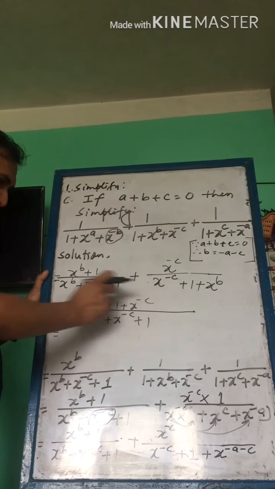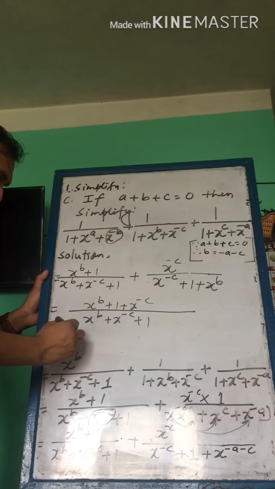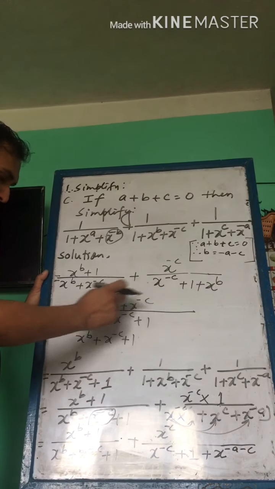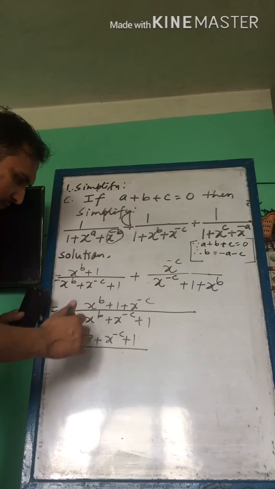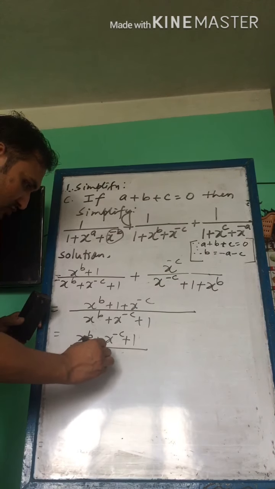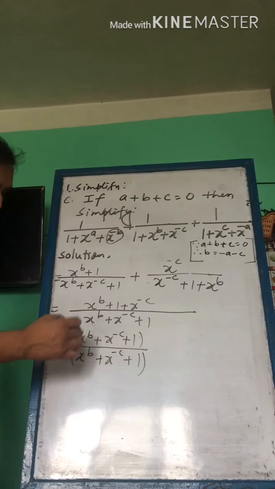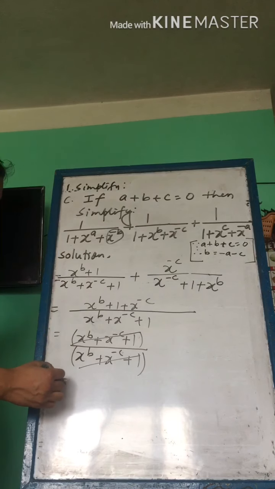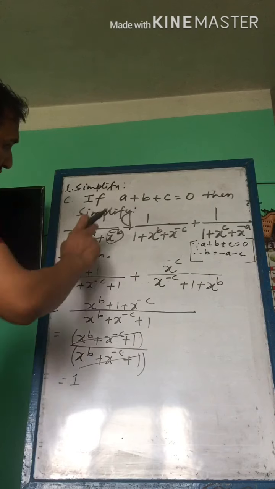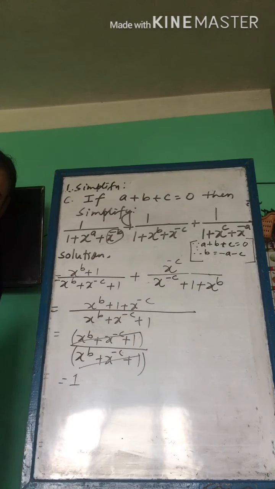Now let us rearrange this numerator part. You can arrange it as x to the power b plus x to the power minus c plus 1. If you rearrange this, the result will be the same. Now here you get the same denominator and numerator, so they can be cancelled. That will be equal to 1. So this is also a very important question from the examination point of view.